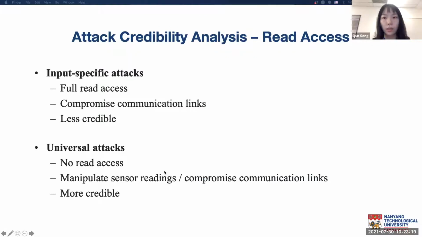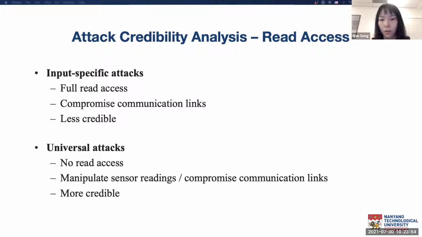In terms of the read access requirements, for the input-specific attacks, the attacker may need to wait until the clean voltage trajectories are generated in order to compute the input-specific perturbation. Therefore, sensor manipulation is not applicable, and the attacker must inject the attack through the communication links from the buses to the control center, which needs sophisticated design and is less credible.